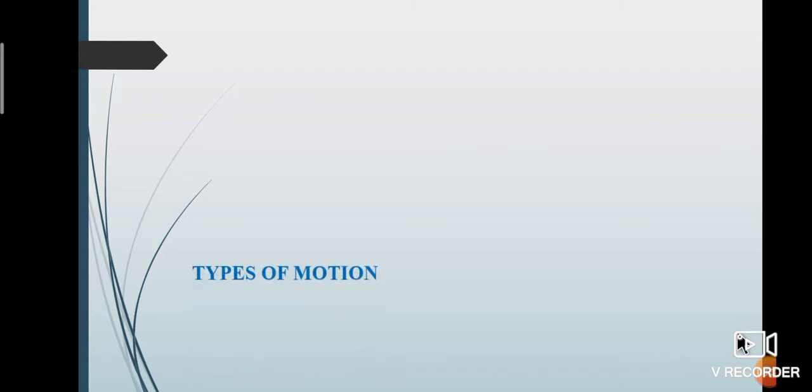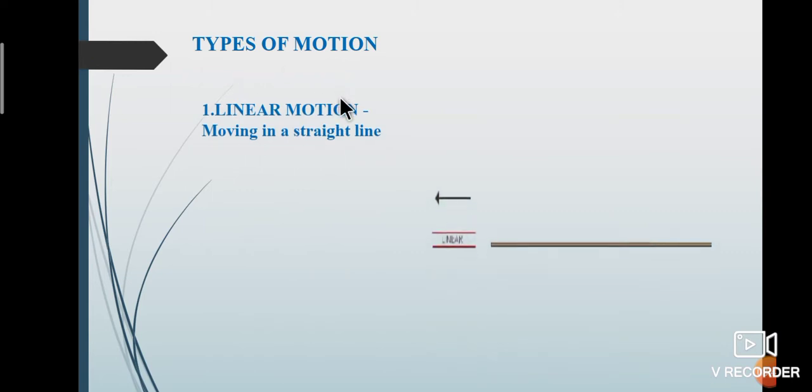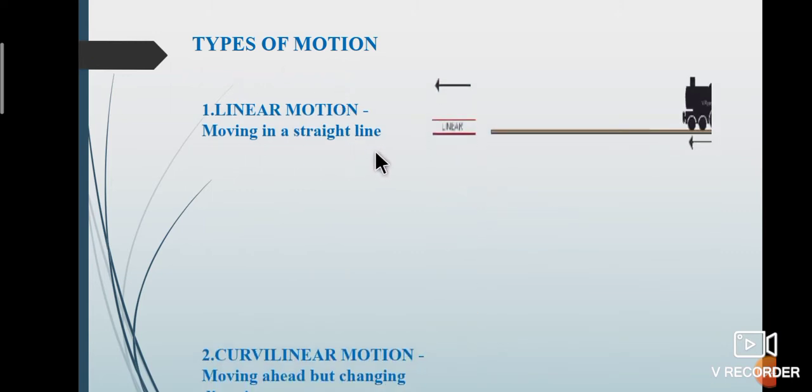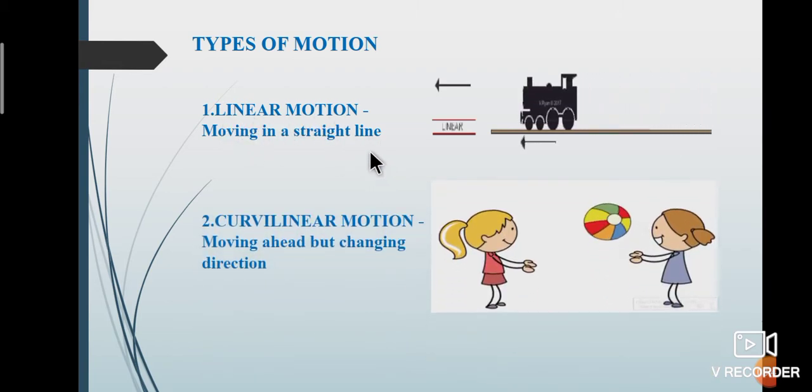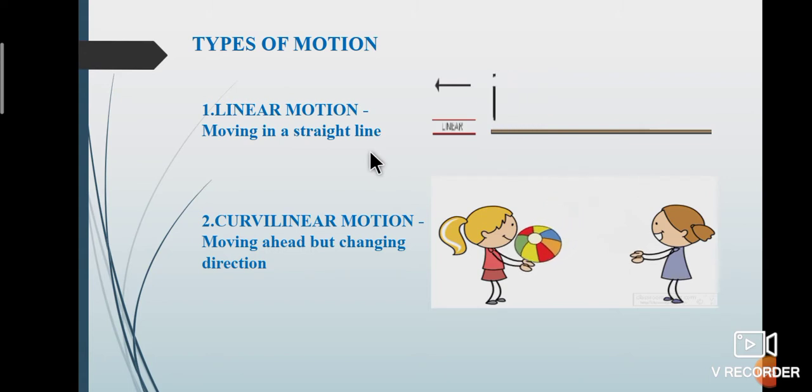Okay, let us start today's session. Types of motion. As we all know, motion is change of position with respect to time. Now, we will see the types. First one is linear motion. That is moving of an object in a straight line. See the example: a train moves in a straight line path.